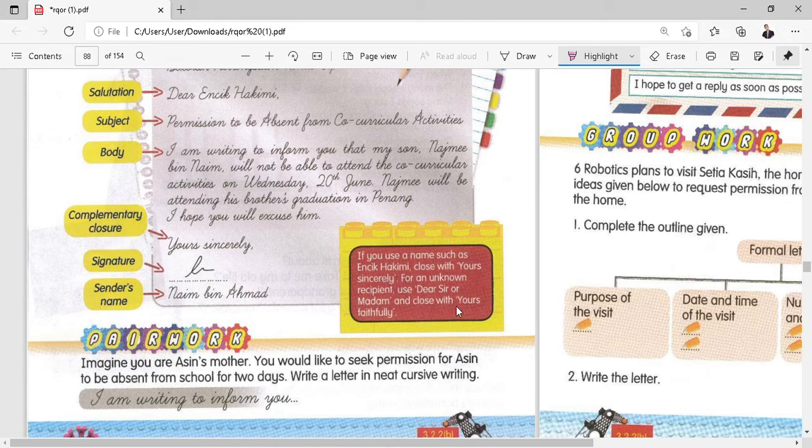Let's say you don't know the recipient. For example, you want to write to a bank officer and you don't know the name of the officer. So you just use Dear Sir or Dear Madam. And for the complementary closure, you just write Yours faithfully. Remember that.